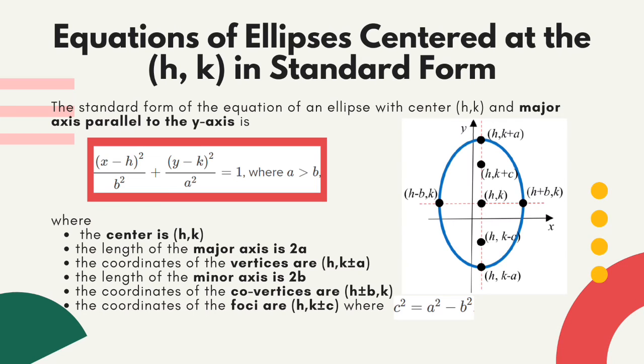To find the vertices, use h and k plus minus a. To find the coordinates of the co-vertices, use h and k plus minus b. Lastly, to find the coordinates of the foci, use h and k plus minus c. Use the same formula given previously to find c.